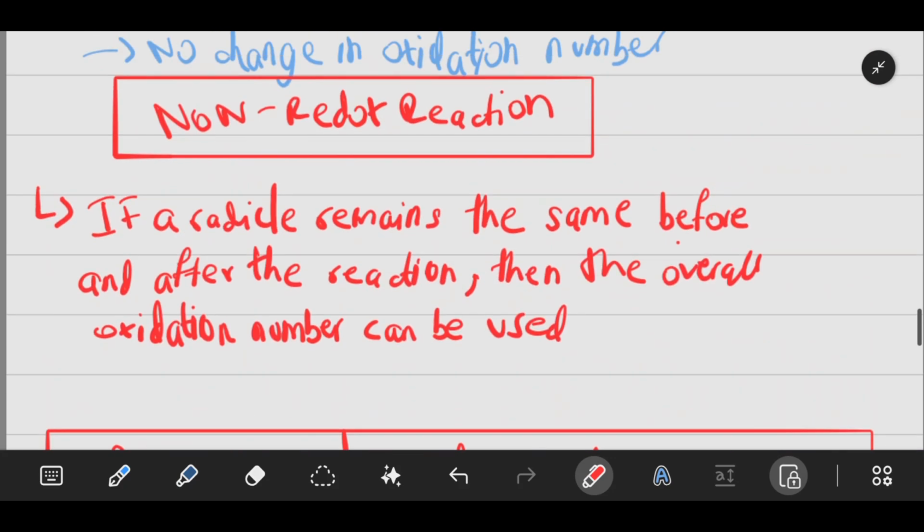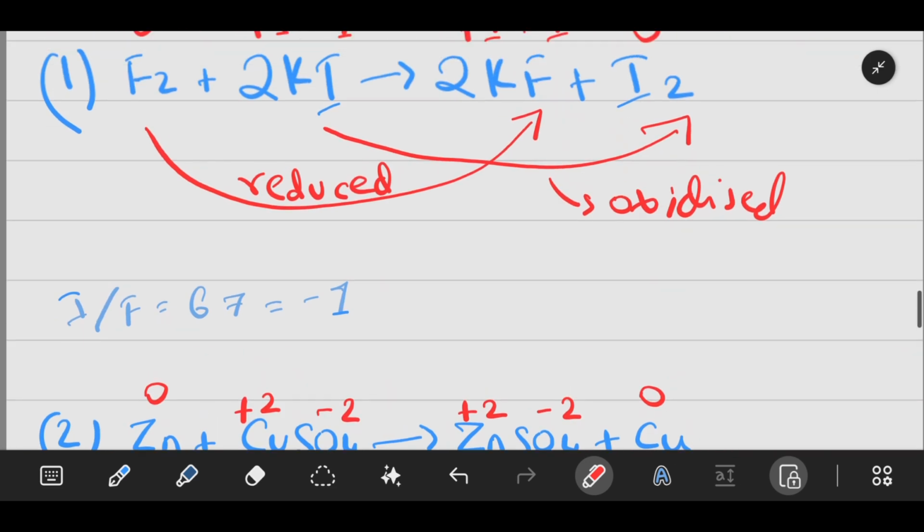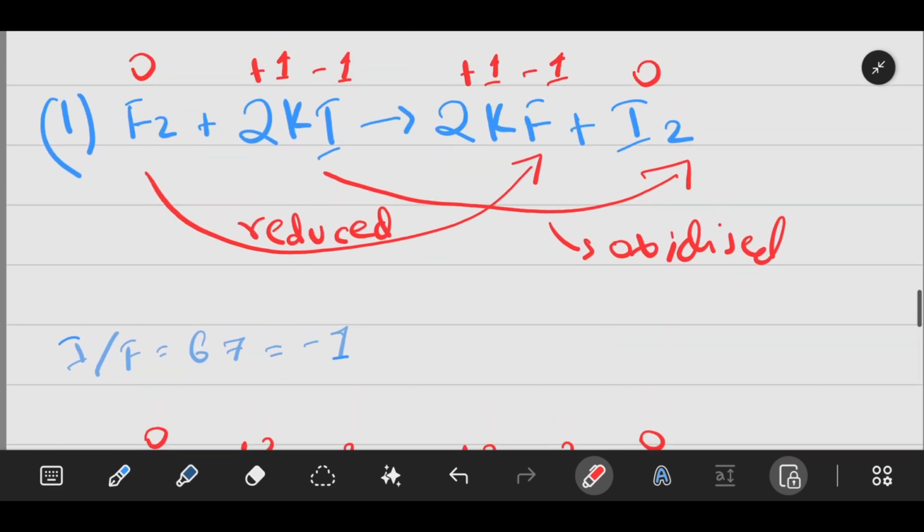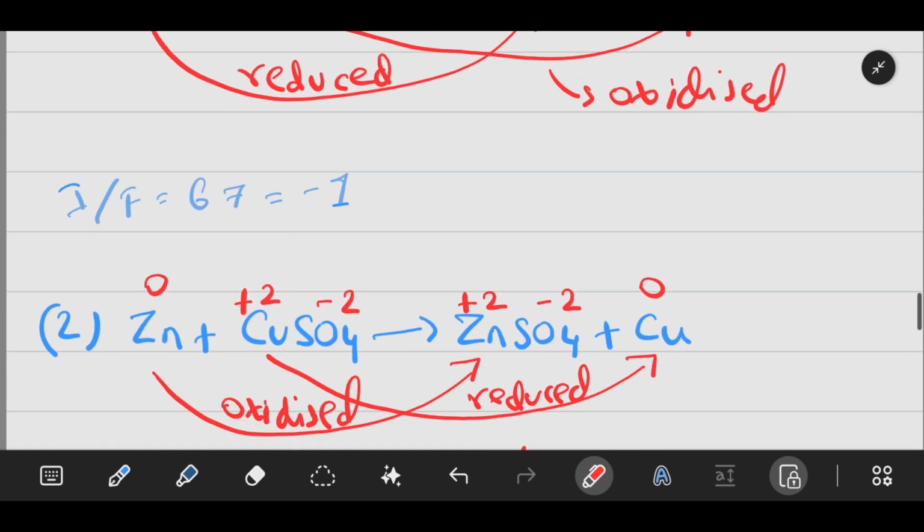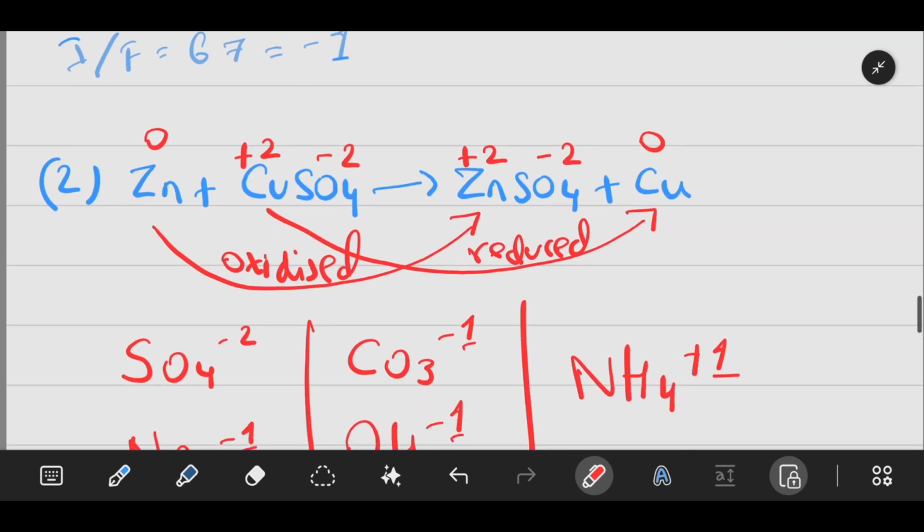So a quick recap of what we did in part number 4. We first started off with a chemical equation and described what is being reduced and what is being oxidized. Then we moved on to how to deal with a radical. For example, if a radical remains the same before and after the reaction, we will denote that radical with its relative charge. For example, sulfate here has a charge of -2 because it is the same before and after the reaction, or we can say that it is present before and after the reaction.